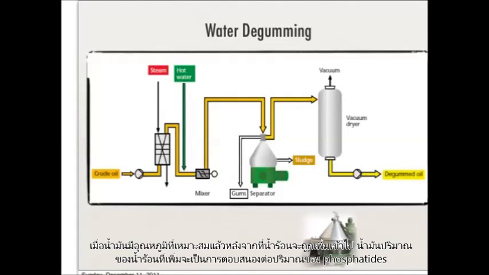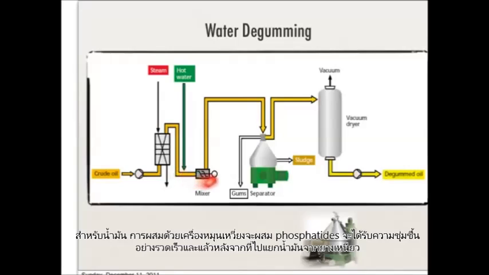The amount of hot water added is calculated to correspond to the amount of phosphatides in the oil, and it will go to the centrifugal mixer here. Because of the intense mixing, the phosphatides will be hydrated very fast, and after that it will go through the centrifuge or the separator to separate the oil from the gums.